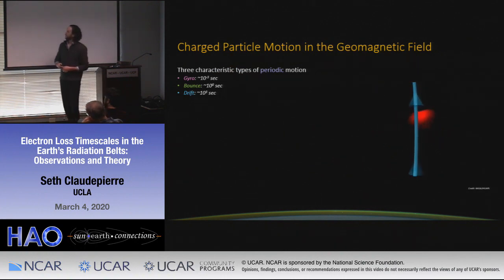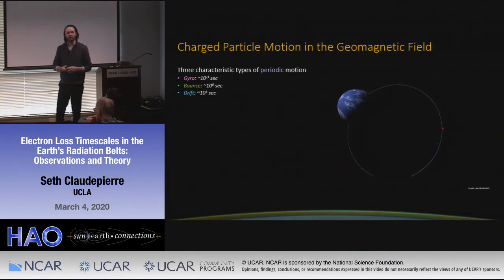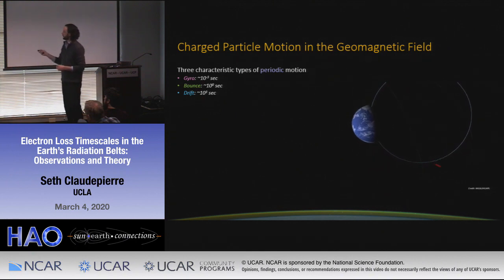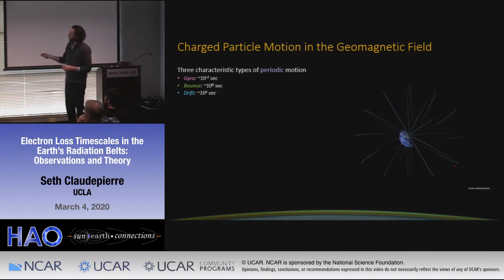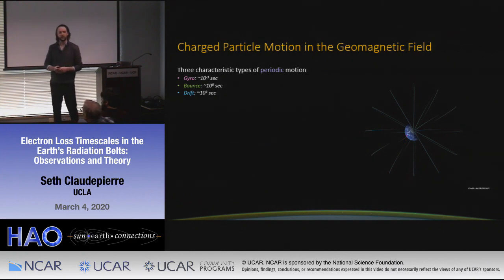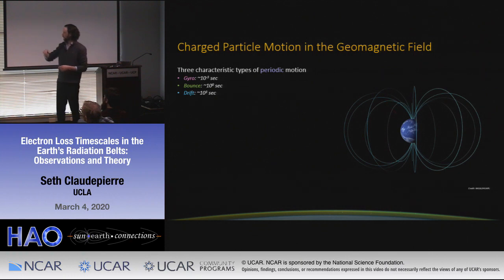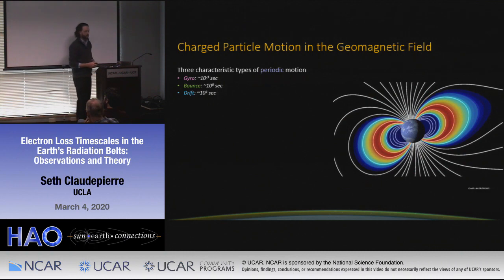A little more about the basics of the radiation belts. This is a little cartoon movie showing an electron in the Earth's magnetic field. A charged particle, an electron here, will execute three types of periodic motion in the presence of a magnetic field like the Earth's. It will gyrate around the field line. It will also bounce back and forth along the field line between its mirror points in the Earth's upper atmosphere. And then, due to inhomogeneities in the field, it will gradient and curvature drift azimuthally around the Earth, forming the Earth's radiation belt.